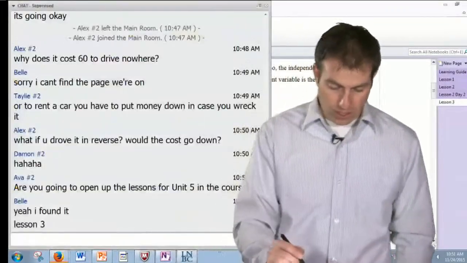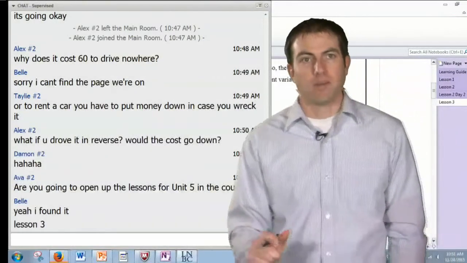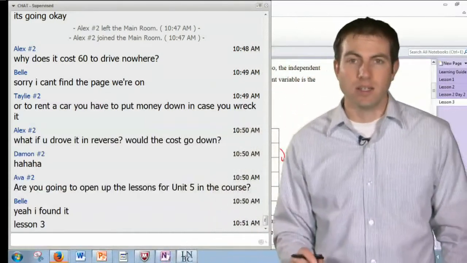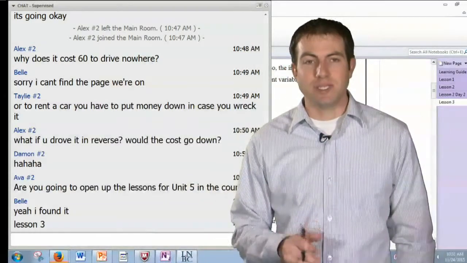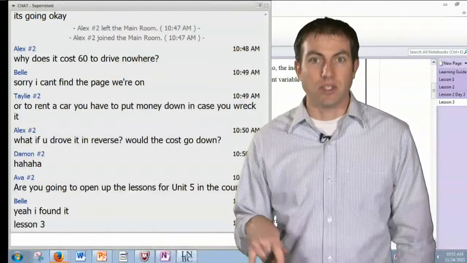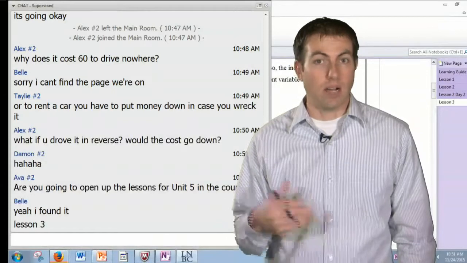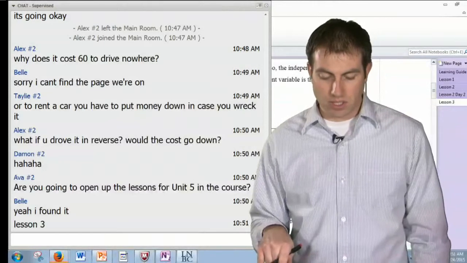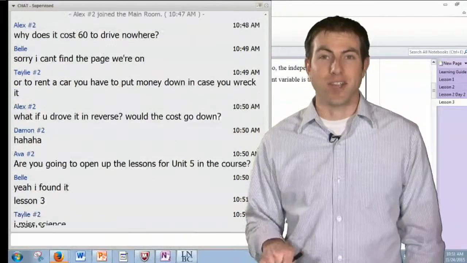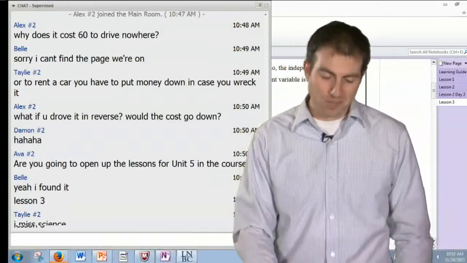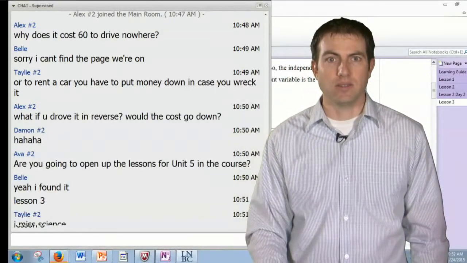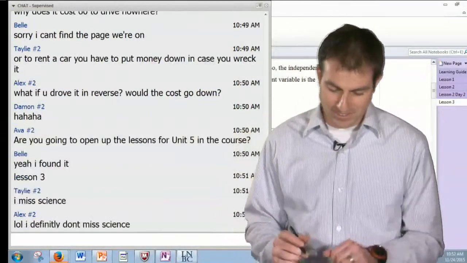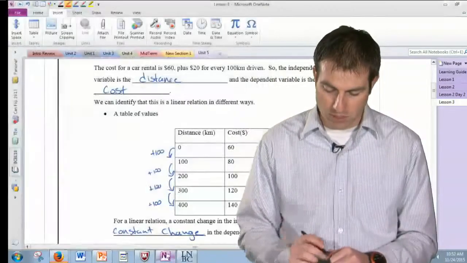And then Alex was asking about driving in reverse. Would the cost go down? Interesting to note, and we're going to actually talk about this once we get into Science 10, the difference between distance and displacement, which sound the same, but they're different things. So distance is how far you went, and displacement is how far you are from where you started. So it's kind of a silly question, but we actually do spend a lot of time talking about it in science. So at the end of the science unit and physics, we start talking about distance, displacement, and the differences between these things. So there we go. Alex, you're going to love science. It's lots of fun, promise.